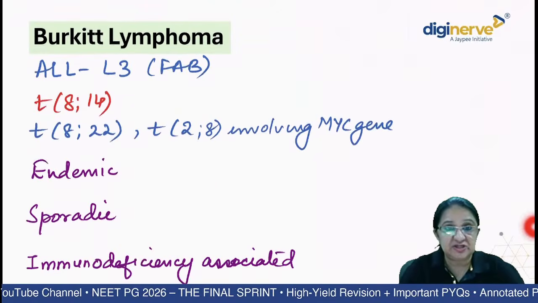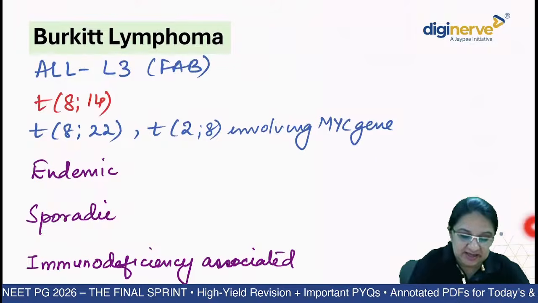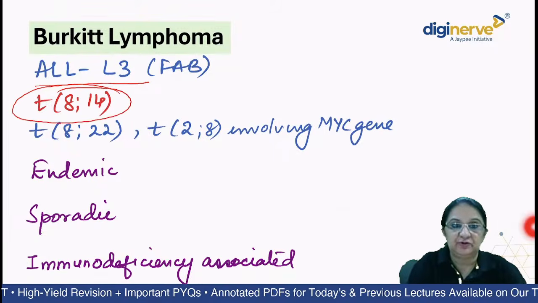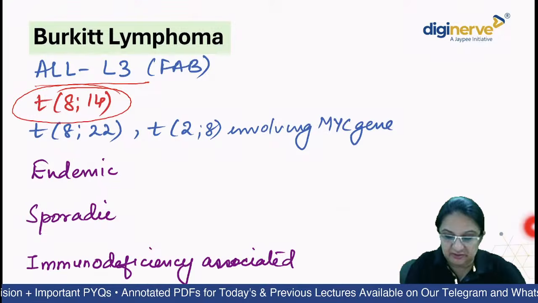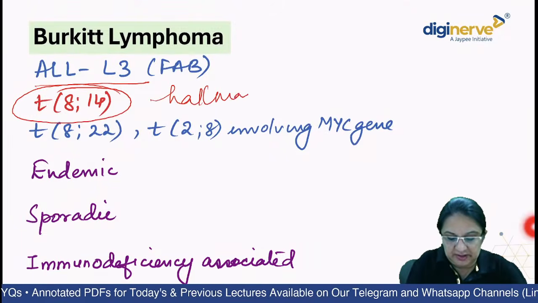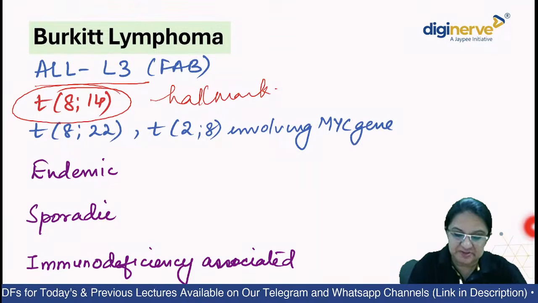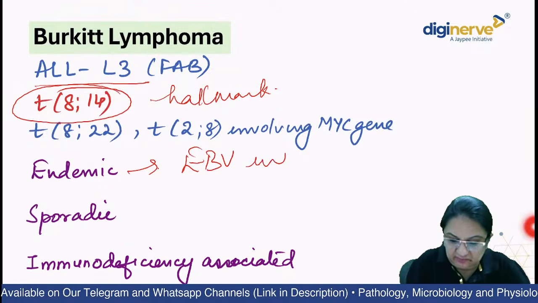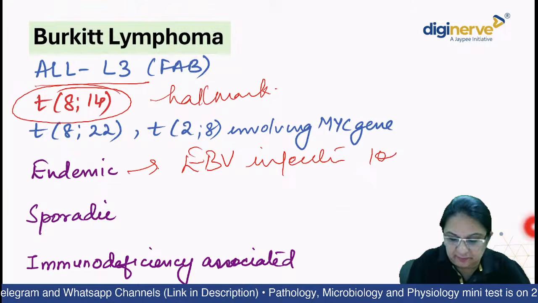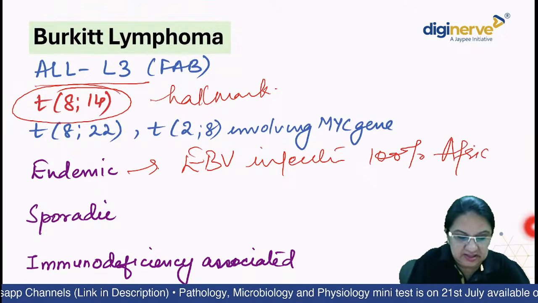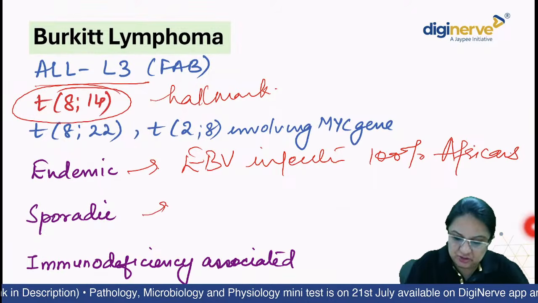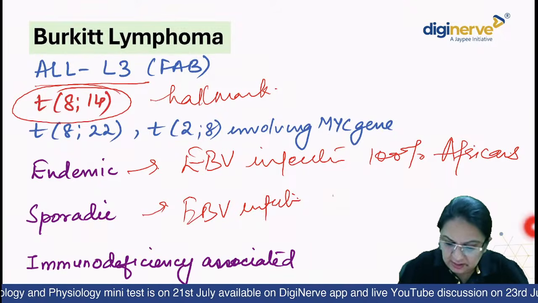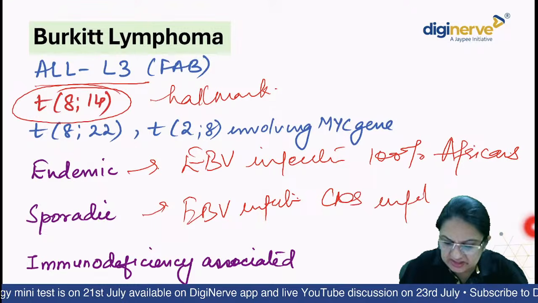Now, coming to the next NHL, Burkitt lymphoma. Just now we studied it: it is the ALL L3 type in the FAB classification. Translocation t(8;14) is the most commonly encountered translocation, the hallmark of Burkitt lymphoma. There are three types. Endemic involves EBV infection: 100% of endemic cases have EBV infection, most commonly seen in Africans. Sporadic also has EBV infections, but is mostly seen as CNS infiltrates.